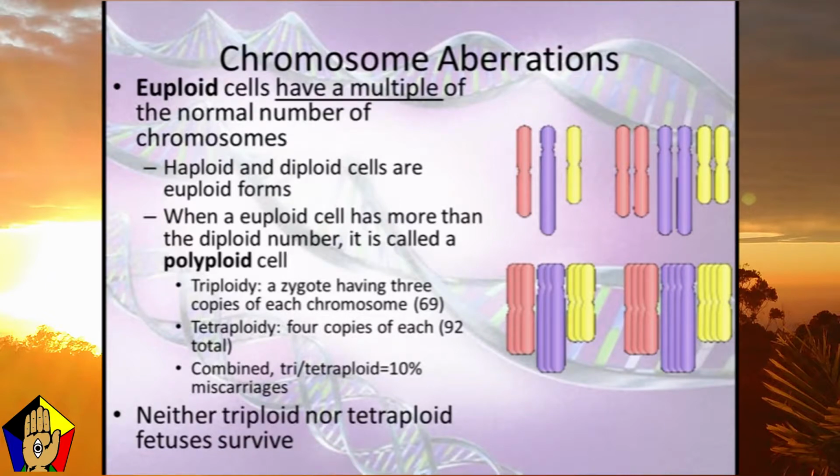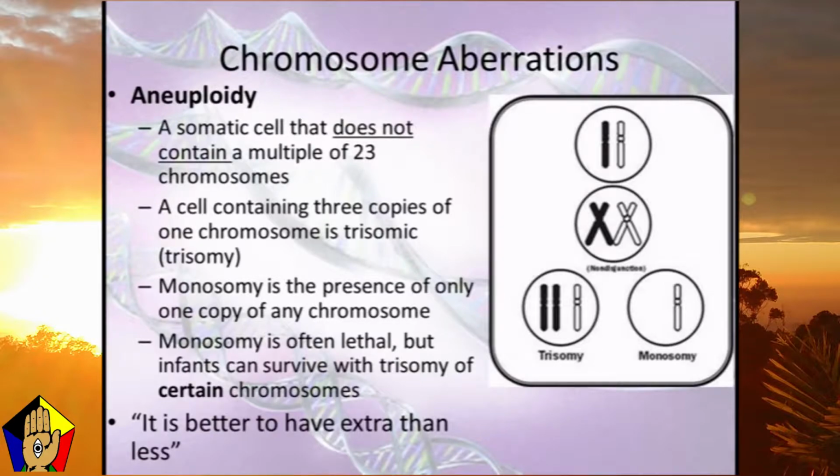If you have more than normal, they call it polyploid, so many. Triploidy means 3, tetraploidy, 4. If the embryo is fertilized and has more than diploid, so 3 sets or 4 sets, it's not compatible with life and will have a spontaneous abortion. There are actually some cells in your body that have more than the normal 46; the liver, for example, will be polyploid.